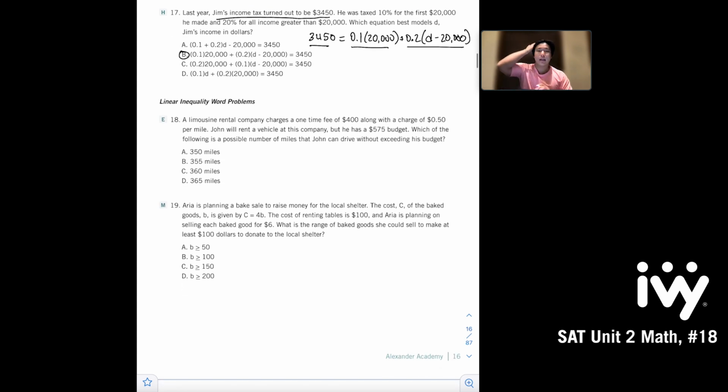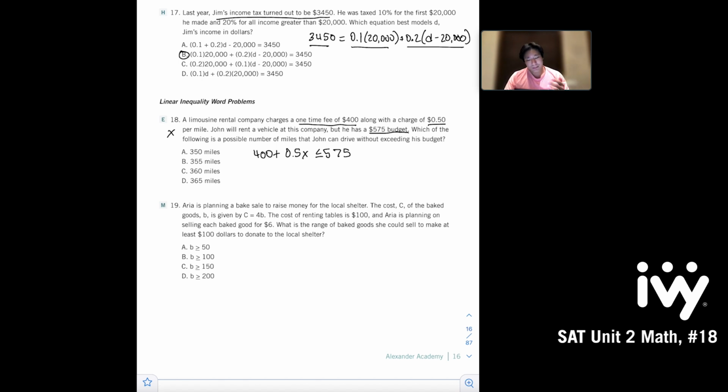Okay, question 18. A limousine rental company charges a one-time fee of $400 along with a charge of 50 cents per mile. John will rent a vehicle at this company, but he has a $575 budget. Which of the following is a possible number of miles that John can drive without exceeding his budget? So again, let's set up the equation. First off, we have a one-time fee of $400. So that's just a flat $400. And then we add 50 cents per mile. So let's call the number of miles he drives X. That's going to be 0.5X. And that needs to be less than or equal to his budget of $575.